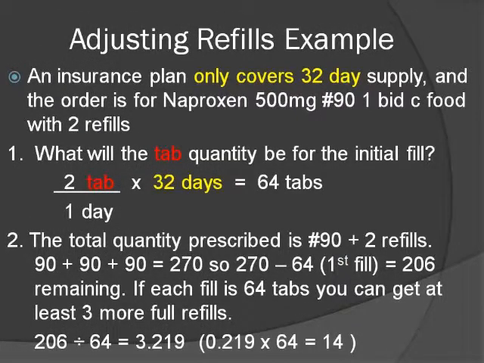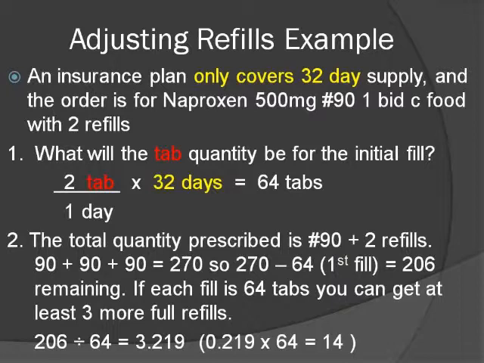We have an insurance plan that only covers 32 days. And the order is for naproxen, 500 milligrams, number 90, 1 BID, CF, which means with food, with 2 refills. So remember, step 1, what will the tab quantity be for the initial fill? Remember, how are they taking it, as well as what the insurance plan will cover. So if they're taking 2 tabs in 1 day, for 32 days, they're going to be taking 64.